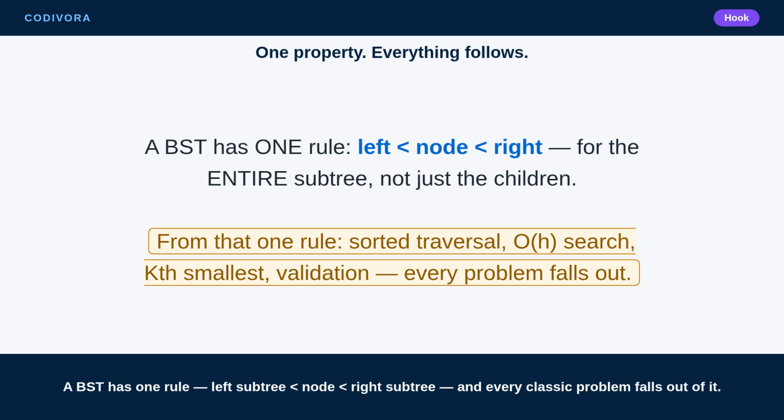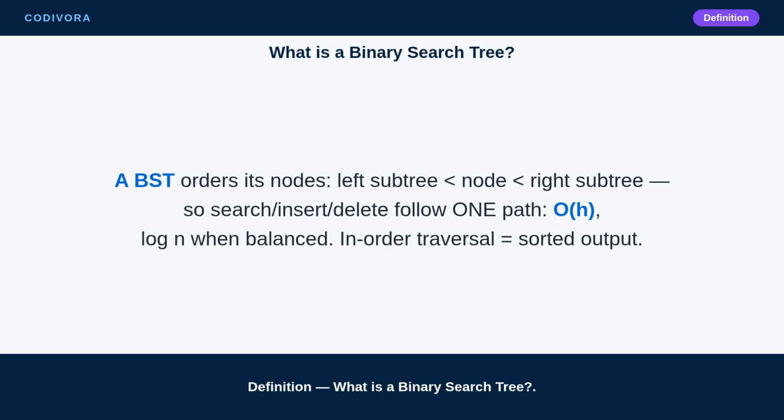From this one rule falls everything. Sorted traversal, O of height search, kth smallest, floor and ceiling. Learn to lean on the property, and BST problems solve themselves. Definition first. A binary search tree keeps an ordering rule at every node. Everything left is smaller, everything right is bigger. So search, insert, and delete follow a single path from the root, costing the tree's height, log n when balanced.